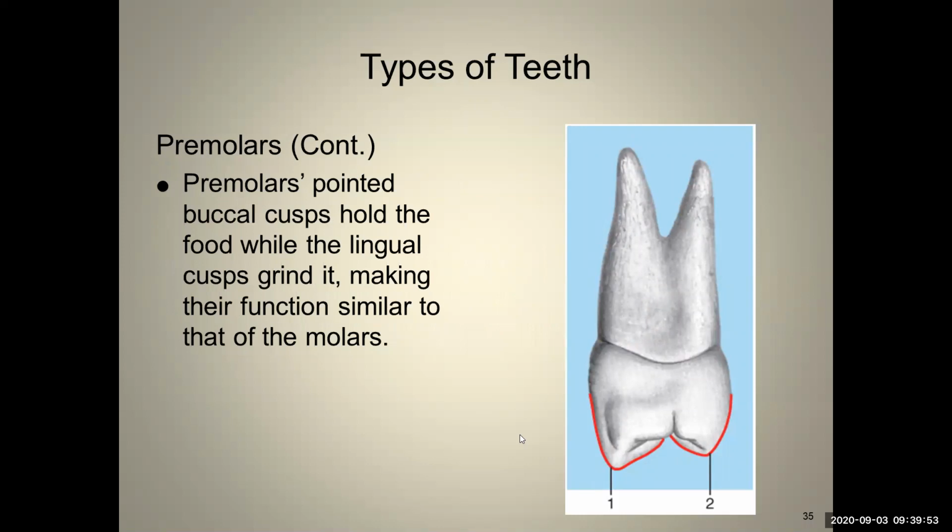Premolars have pointed cusps to hold the food. They're kind of a transition from the anterior teeth, the canine, to the posterior teeth, the more flat teeth for grinding. So they hold the food while the lingual cusps grind it, making their function similar to the molars. So that buccal portion functions to hold like a canine, versus the lingual portion grinds, functions as a molar. So it is the transitional tooth.